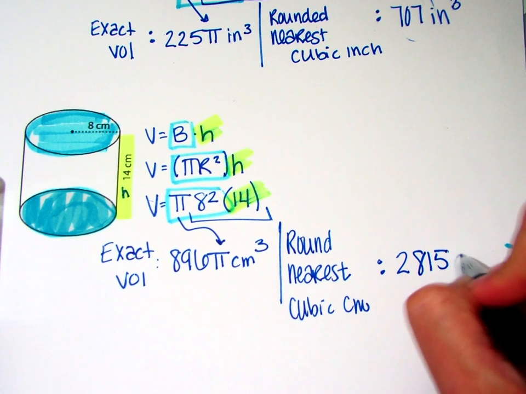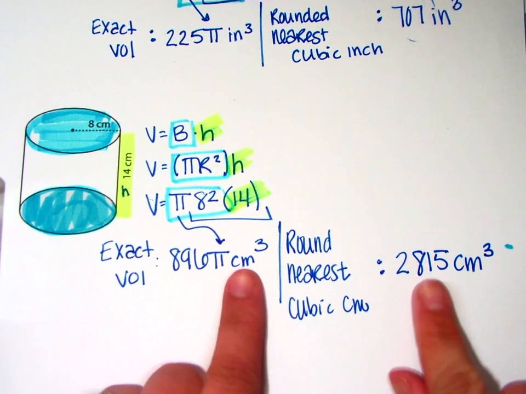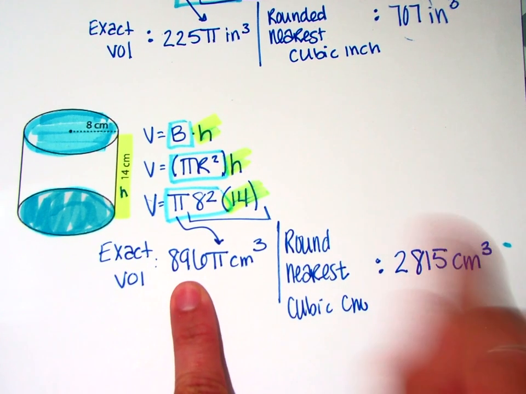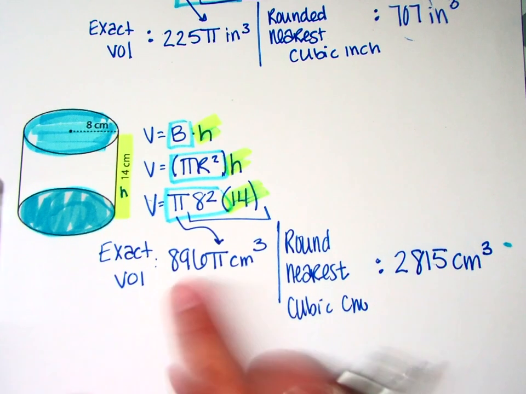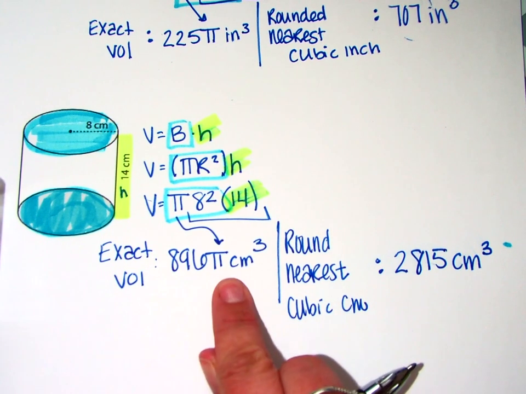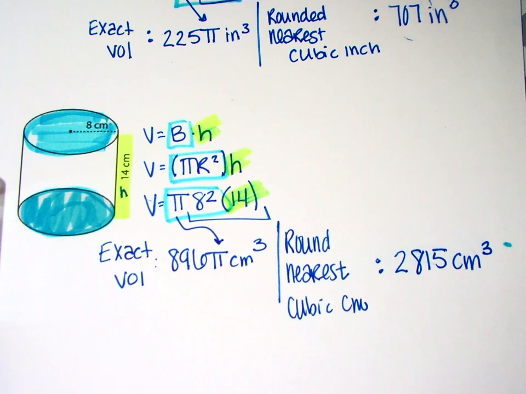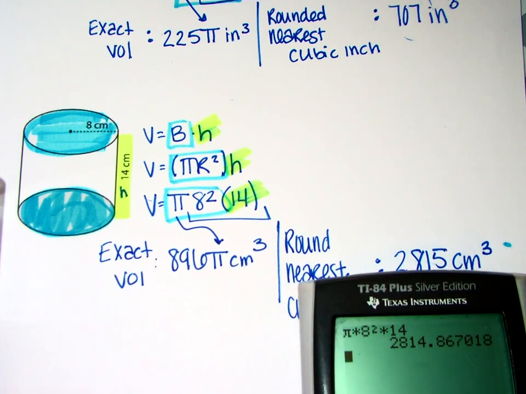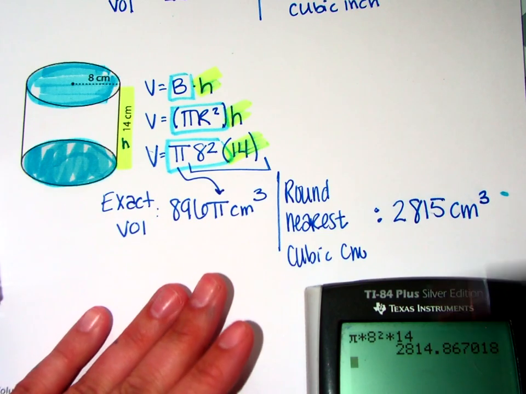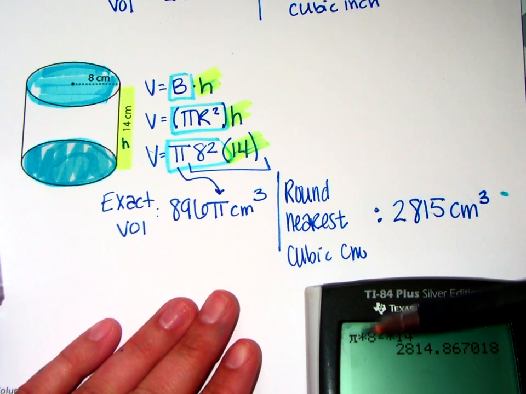2,815 centimeters cubed. Now notice here, the rounded answer should be about 3 times bigger than this number because I'm multiplying by pi. So my answer should be bigger. Once I press the pi button, remember, pi is gone forever. So once I press that button, I'm not going to have pi in my final answer because I've already used it.